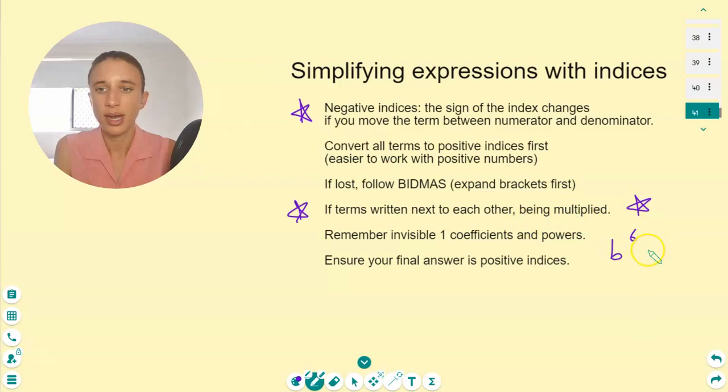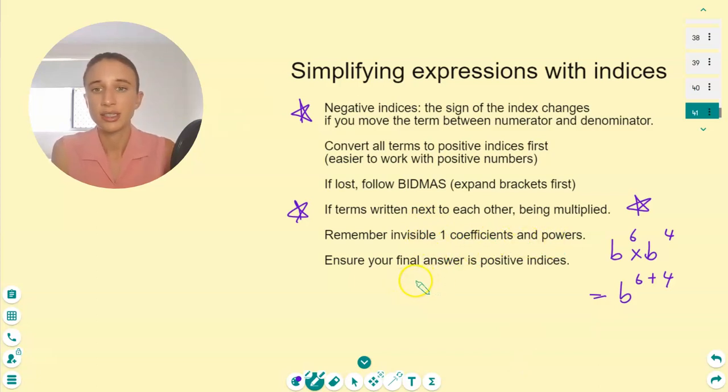So say if you had b to the 6, b to the 4, and you weren't sure whether to add or multiply the powers, put your invisible multiply sign, which means that that would be b to the 6 plus 4. Remember your invisible 1 coefficients and powers, and ensure your final answer is in positive indices.